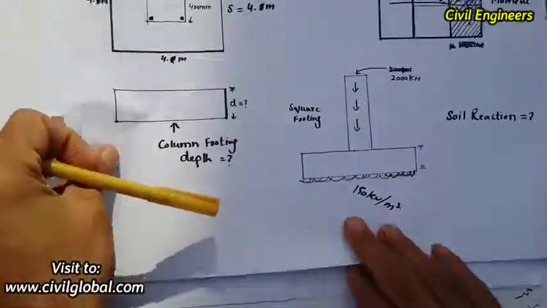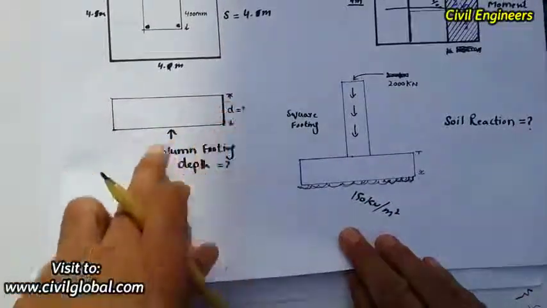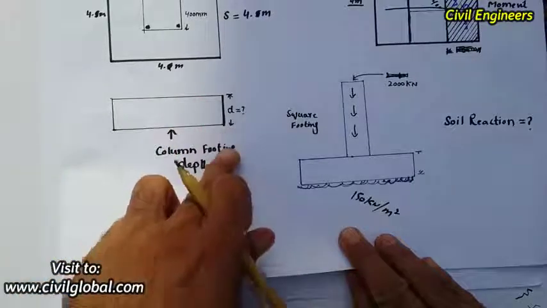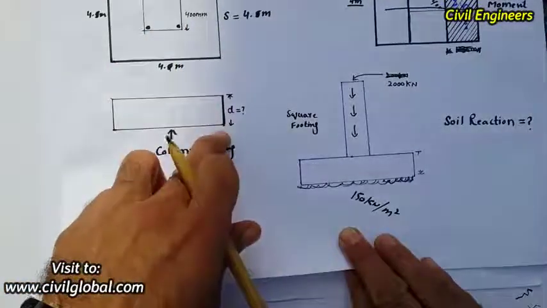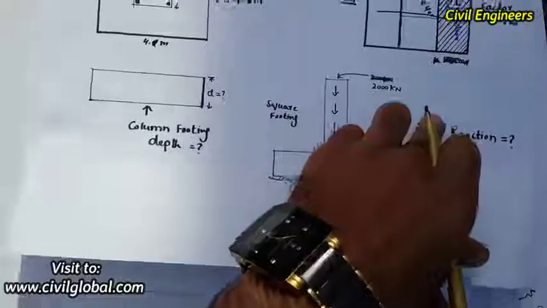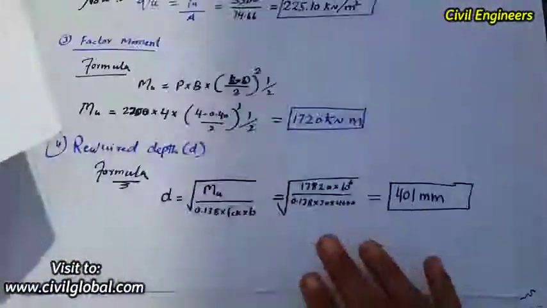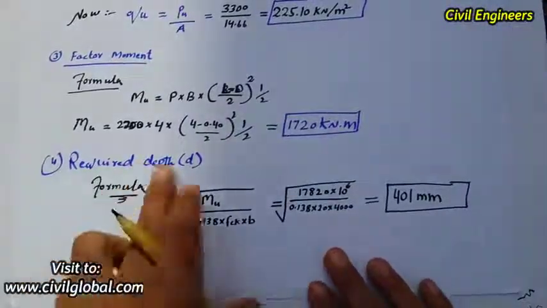Now we have to find out the required depth for this column footing. Okay, so look at this. So now we have to find out the depth of the column footing. What will be the depth? Area is already done, and now we require the depth. Okay, the cell direction is already done, the factored moment has already been done. Now we have to find out the required depth.